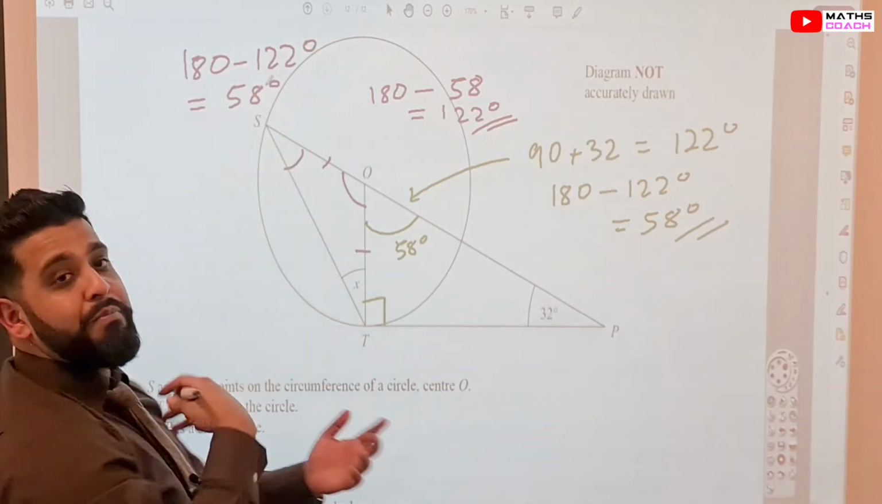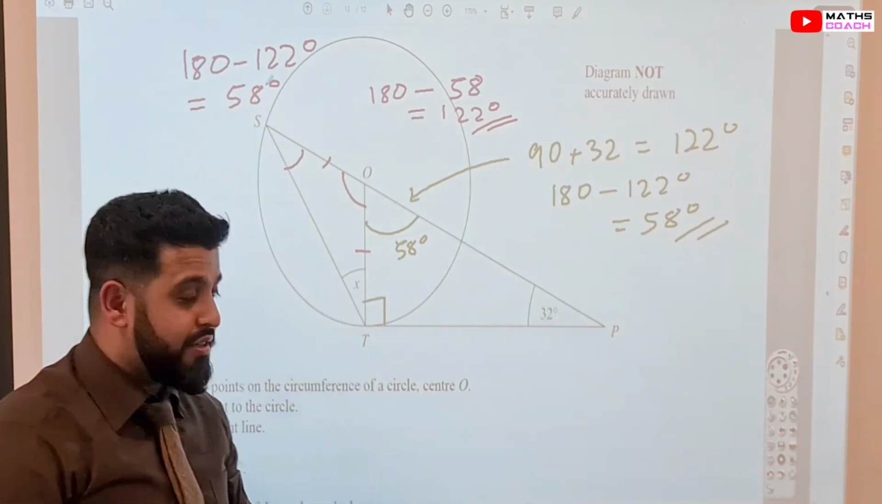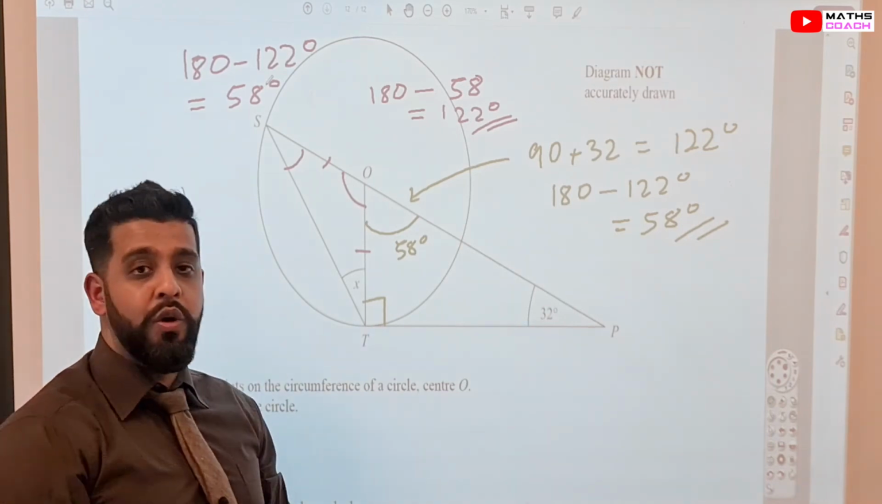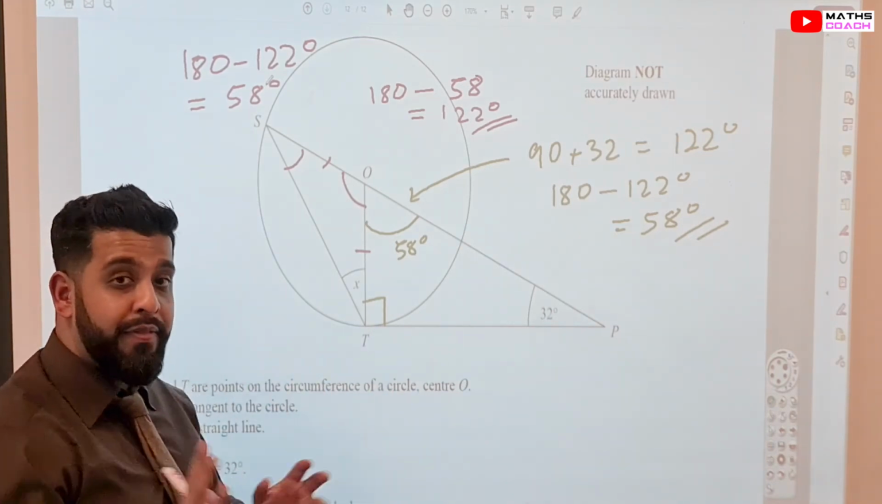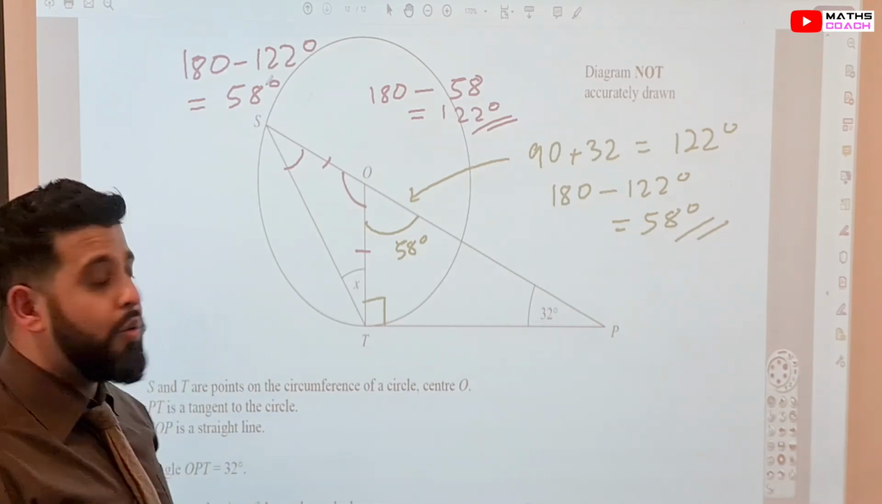It seems like you're going back and forth, but you're doing certain things for specific reasons. And this is important because you're giving the examiner reasons for what you're doing at each step of your working. And this is why they ask you for the reasons. So you actually make it clear you know what you are doing.